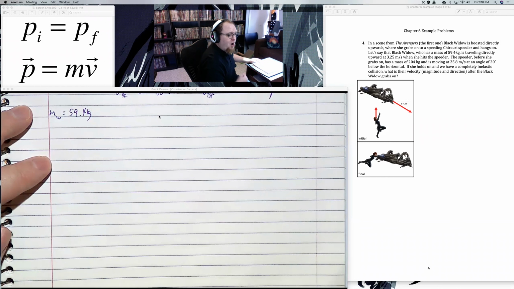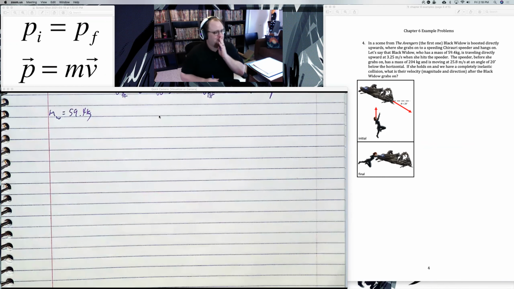And since he's traveling upwards at 3.25, well, let's look at this problem. All the problems we did so far were nice straight lines. We had coming across sticking together, we had coming across and bouncing, and we had coming up and going up. But this one, she's going up and it's going that way, and we got vectors. This is two-dimensional. When I look at this, I can't just say this is positive direction, this is negative direction. That one vector is at a 20-degree angle. I'm now going to need to think about how to do this two-dimensionally.